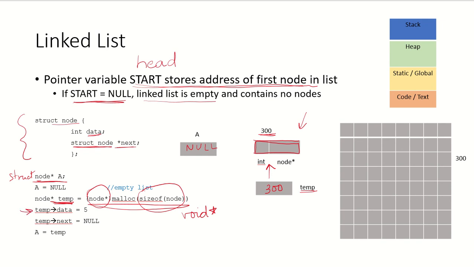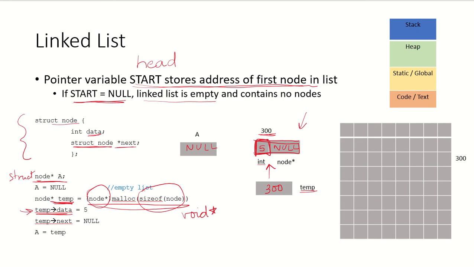I can put a data value over here in temp. To access this data, I can use temp arrow data. So I put in a value of 5 over here. And since this is a new node, I can put a null value over here to show that it could be the last node also.